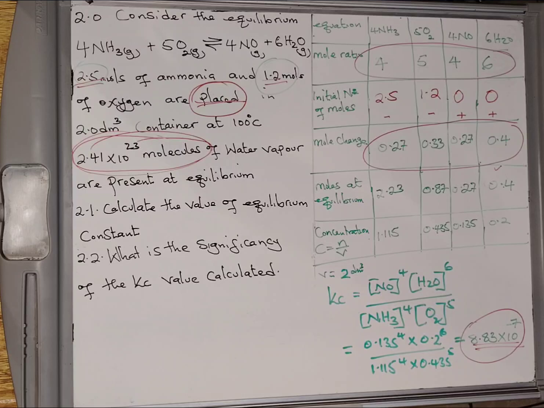What is the significance of that? The significance is that the Kc value is too small, which means that the yield is too small. That's the significance. It has a bearing on the yield of the equilibrium. The yield is too small.